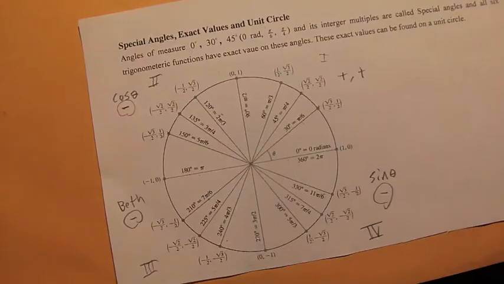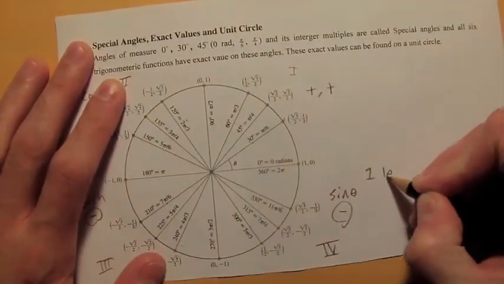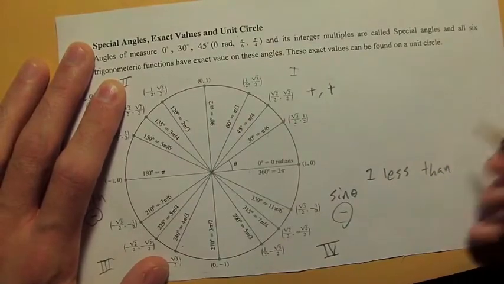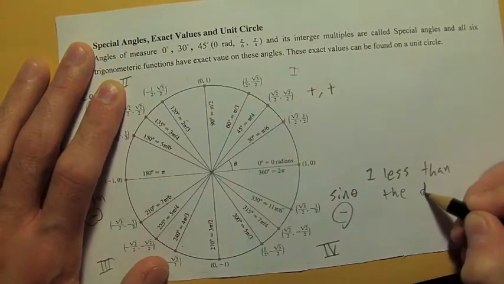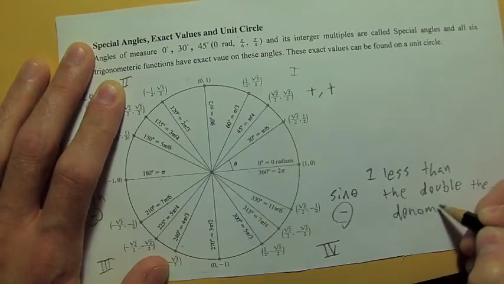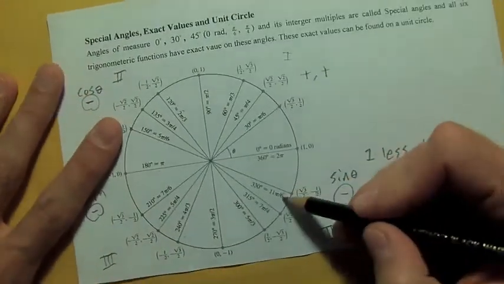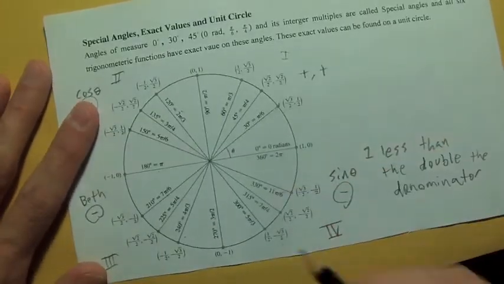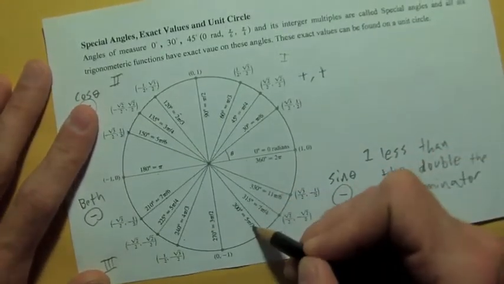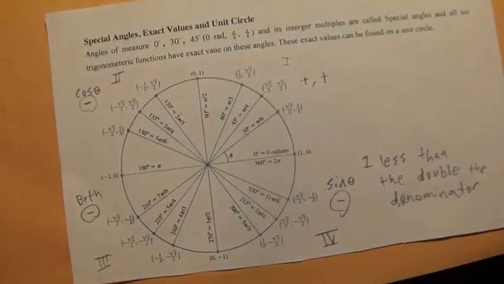These guys are 1 less than double the denominator. So I'll actually write that one down because it's a little trickier. So this is 1 less than double the denominator. Okay. In other words, here's 6. Double 6 would be 12. We're at 11. Here, double 4 would be 8. We're at 7. Double 3 would be 6. We're at 5. Okay, 1 less than double. That's quadrant 4.